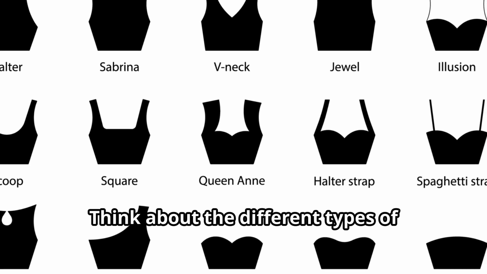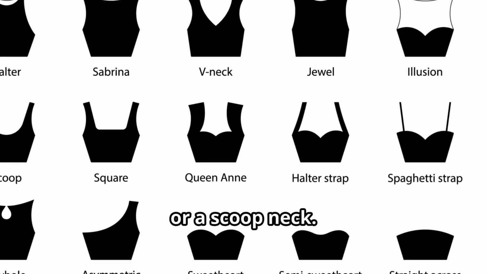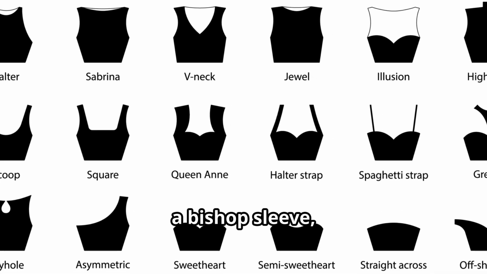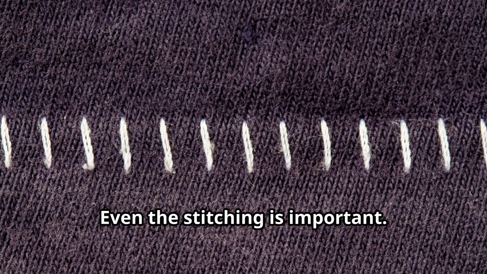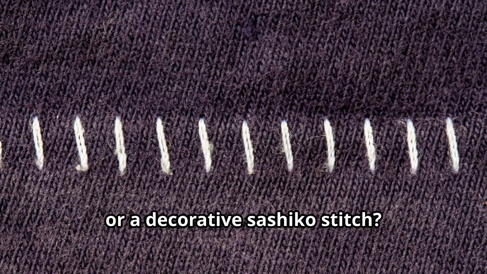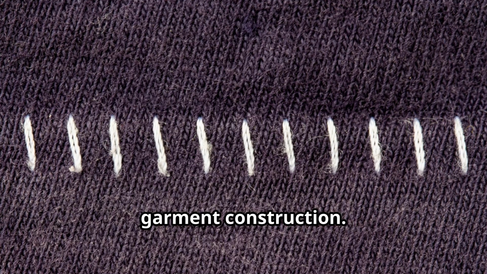Think about the different types of necklines: a bateau, a V-neck, a sweetheart, or a scoop neck, and the various sleeves: a puff sleeve, a bell sleeve, a bishop sleeve, or a classic set-in sleeve. Even the stitching is important. Is it top stitching, invisible stitching, or a decorative sashiko stitch? Every element contributes to the overall garment construction.